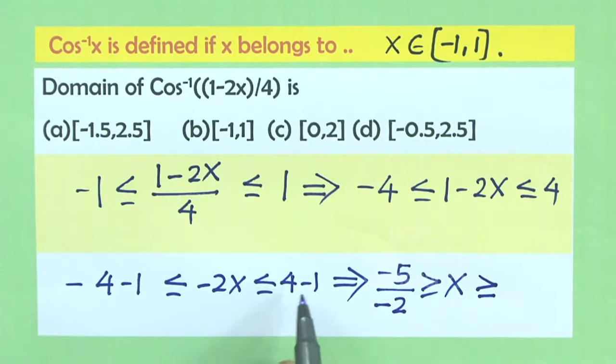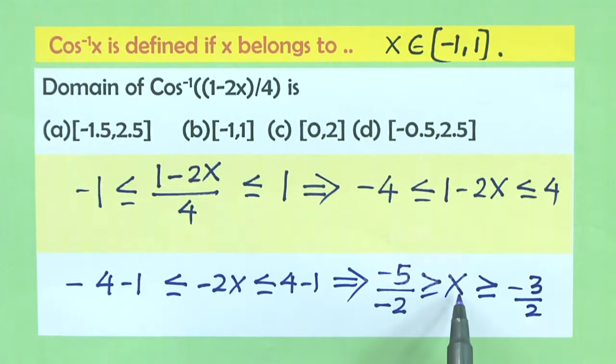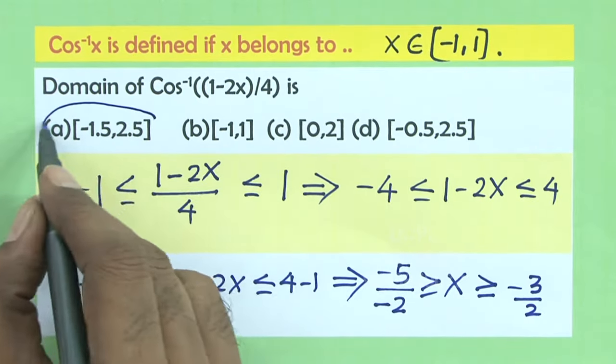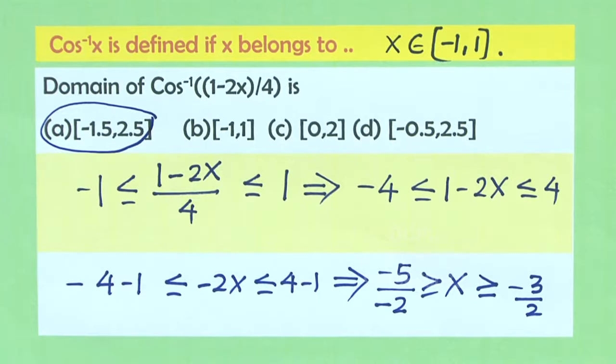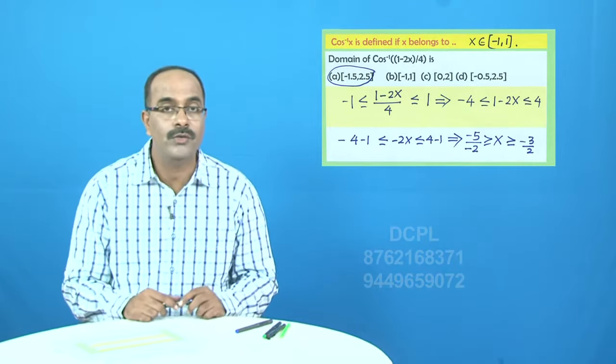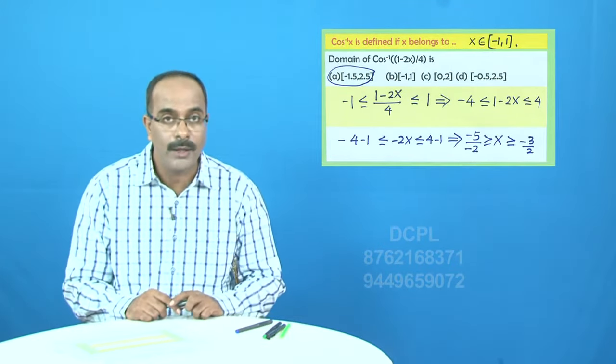So minus 5 by minus 2 is greater than or equal to x, since we have multiplied by a minus sign. And 4 minus 1 is 3, so 3 by 2 with the minus sign gives minus 3 by 2, which is minus 1.5. Then plus 5 by 2. So x belongs to minus 1.5 to plus 2.5. Option A is correct. This is as simple as a basic inequality chapter question. I hope you have understood this. Please make a note of this.